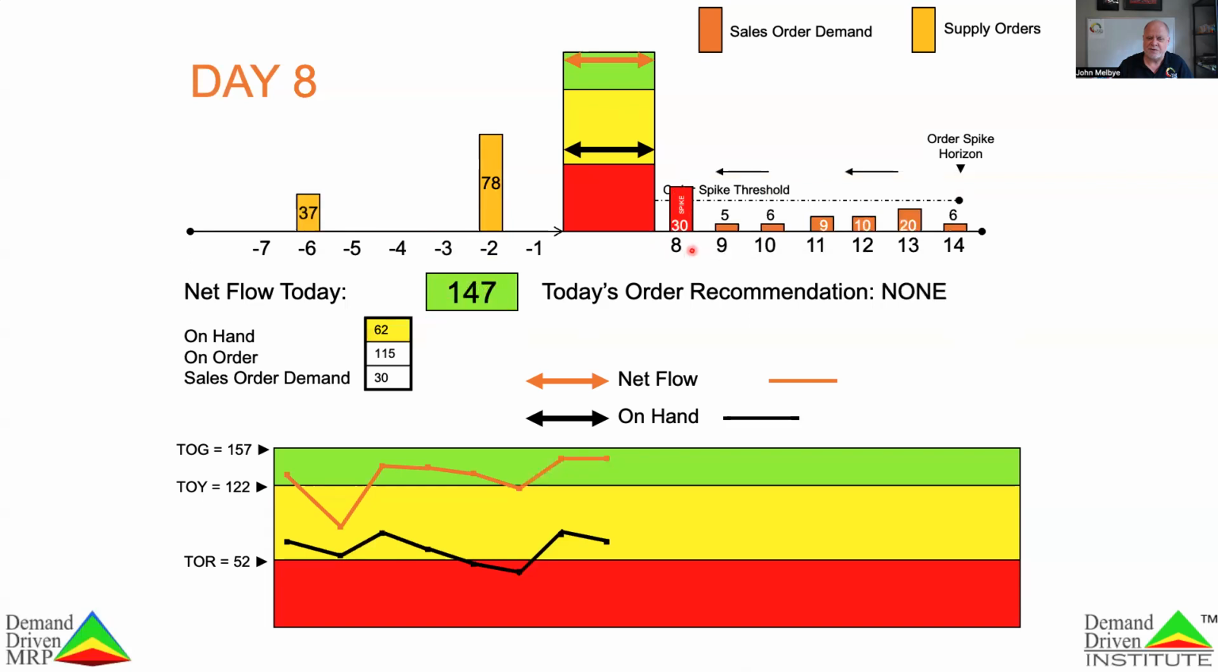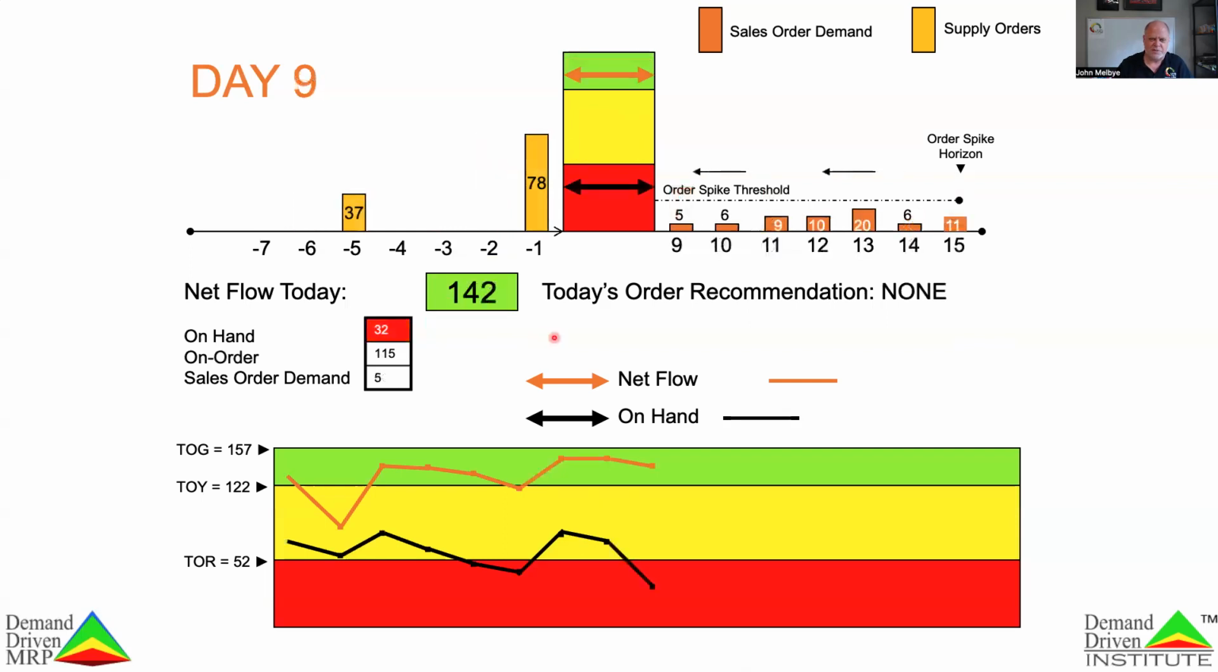But what's happening today is we're going to ship that spike, and we have on hand 62, so we have plenty on hand to ship the spike. Next day, our on hand drops to 32, but the 78 that we ordered, because we saw the spike at the front of the lead time for that part, we have 78 coming in, so we're not quite in trouble. If you're me, I might be placing a call to that supplier, making sure those 78 are on their way and on track for delivery.